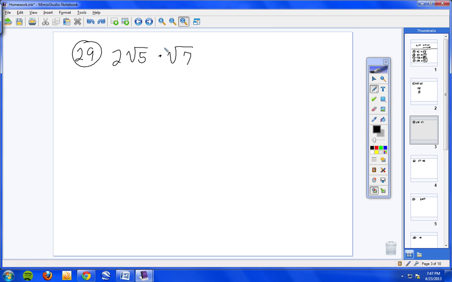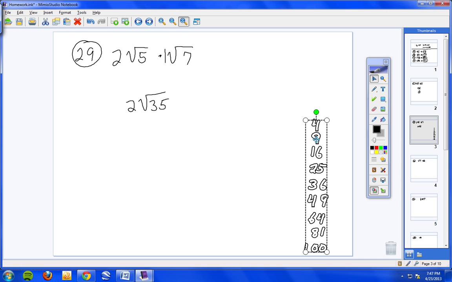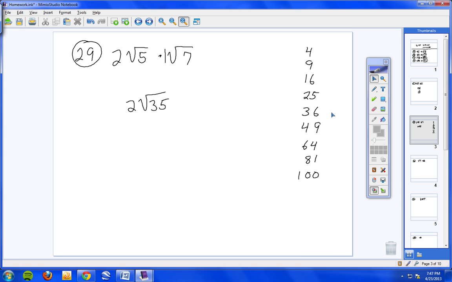Well, we have a 1 right here. 2 times 1, outside number times outside number is 2. 5 times 7, inside number times inside number is 35. Now, here's my list of perfect squares. Do any of these numbers go into 35 evenly? No, they do not. So you cannot simplify the square root of 35.